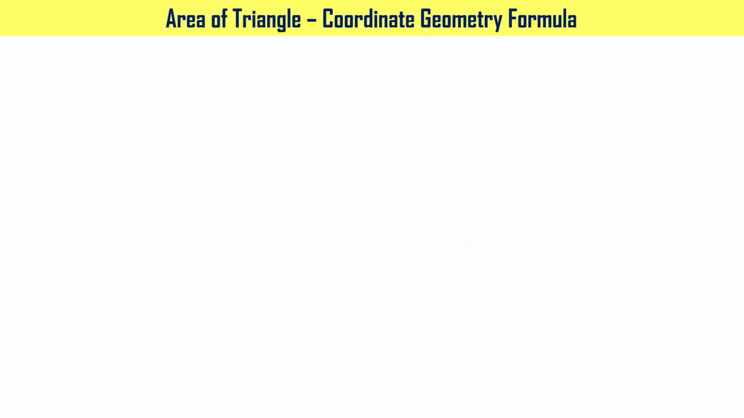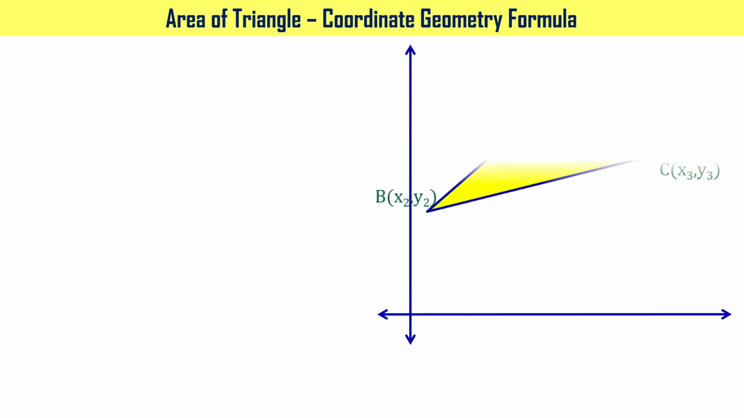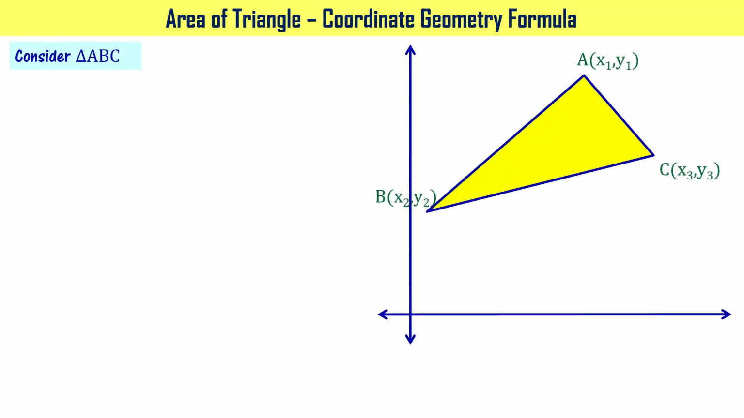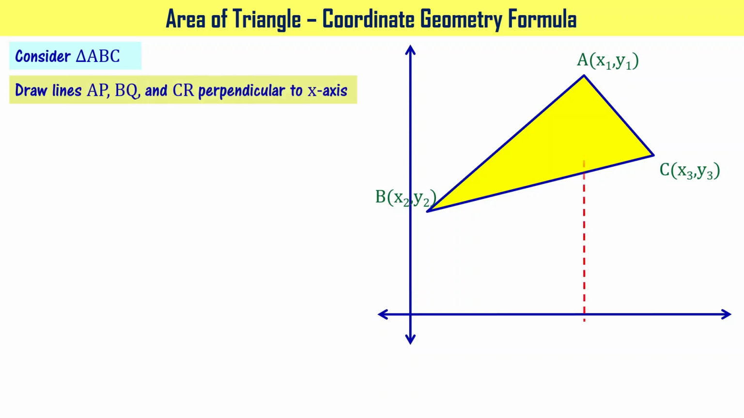And now let's derive formula of area of triangle using the concept of coordinate geometry. Let us consider triangle ABC as shown here. A is (x1, y1), B is (x2, y2), and C is (x3, y3), right? Let's draw lines AP, BQ, and CR perpendicular to x-axis as shown here.